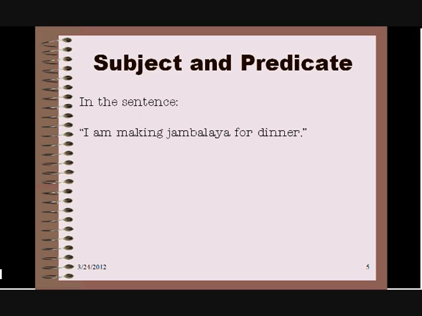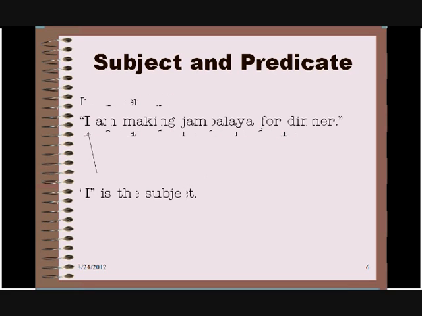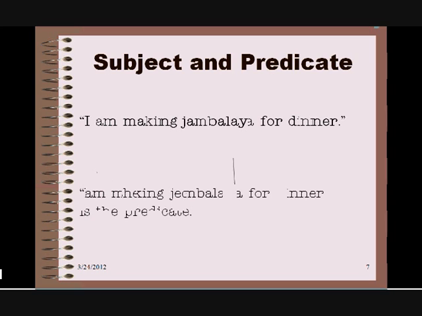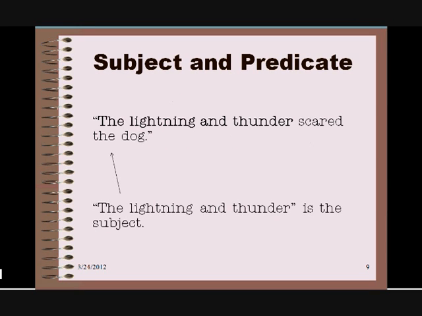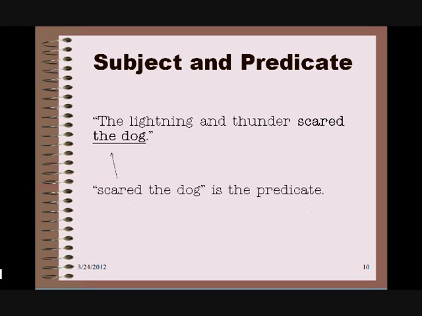So in this sentence, I am making jambalaya for dinner. The word I is the subject, and the part of it that is am making jambalaya for dinner is the predicate. So that is a complete sentence, and it makes sense. And so we'll do another example. In the sentence, the lightning and the thunder scared the dog, the lightning and the thunder is the subject, and so we can guess that scared the dog would be the predicate.